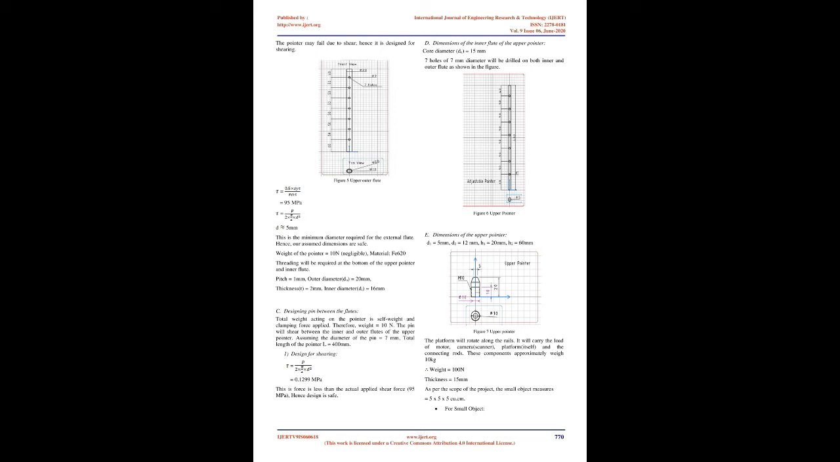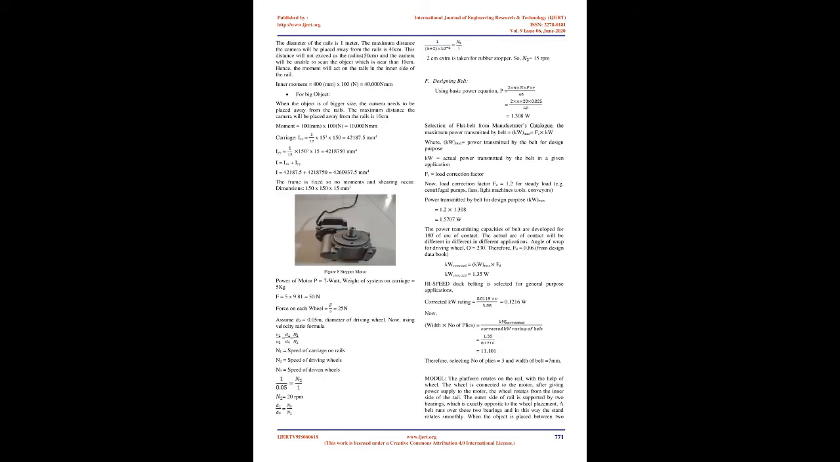Figure 7. Upper pointer. The platform will rotate along the rails. It will carry the load of the motor, camera, scanner, platform itself, and the connecting rods. These components approximately weigh 10 kg. Weight equals 100 N. Thickness equals 15 mm. As per the scope of the project, the small object measures 5x5x5 cu.cm.